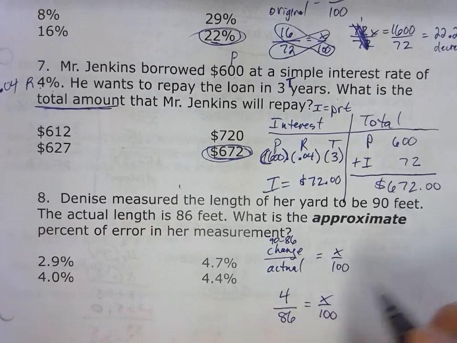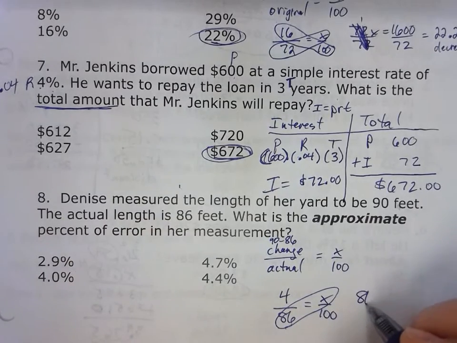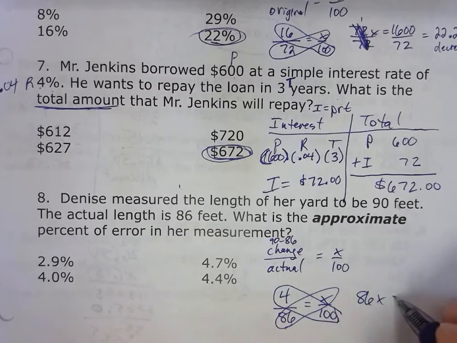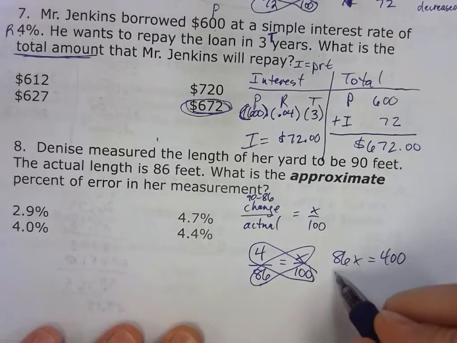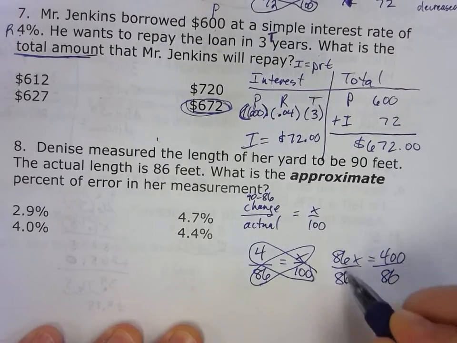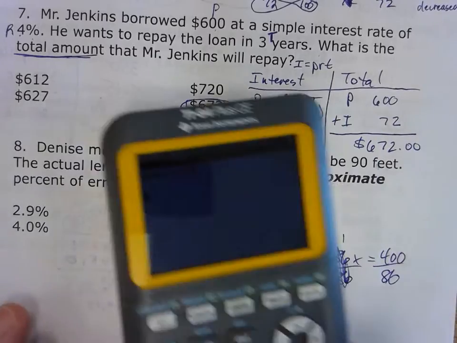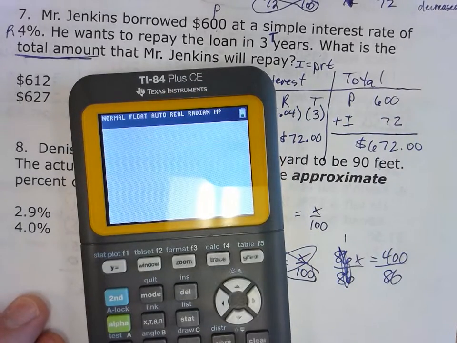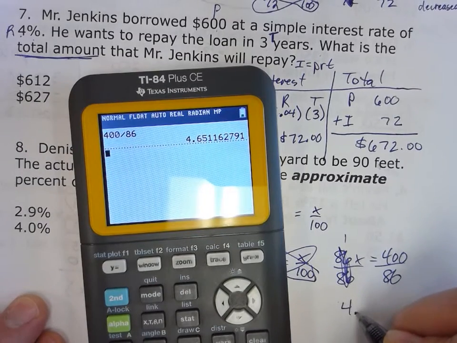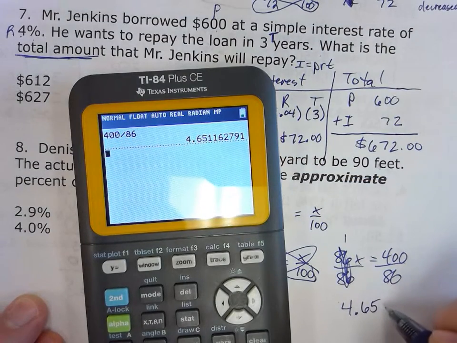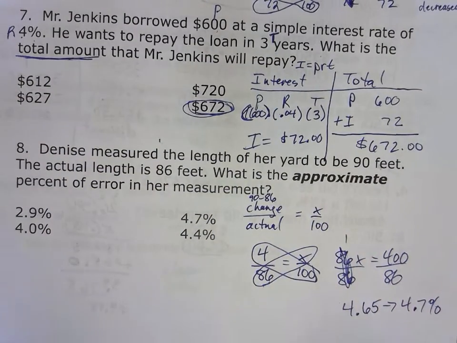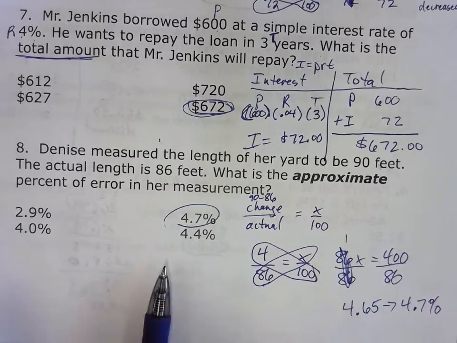Equals x over 100. 86 times x there is 86x. 4 times 100 there on our cross product is 400. And then of course just going to divide by 86 on both sides. So 86 divided by 86 gives you 1. 400 divided by 86, let's see what we got there. 400 divided by 86 is 4.65. So since we got the 5 there, we're just going to round that up. We'll take that and round it to 4.7%, I think. Let's see. Oh, there it is, 4.7%. All right, we got it.